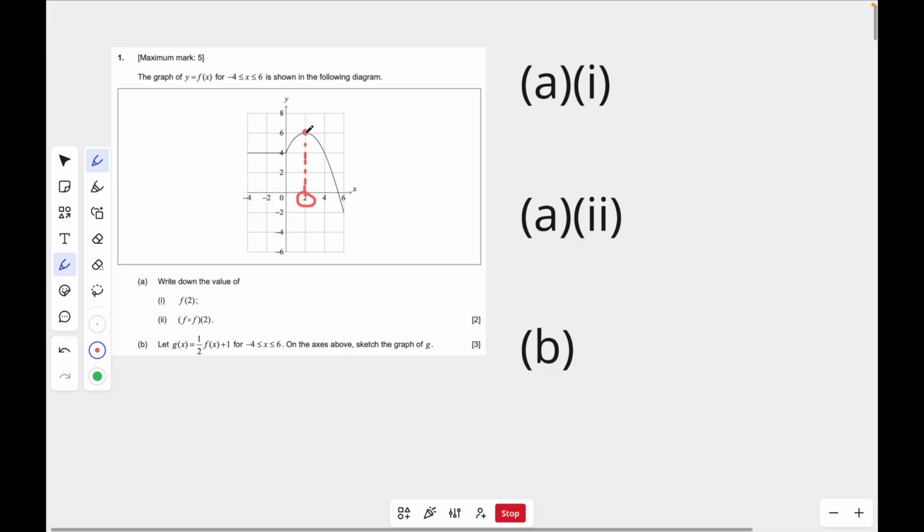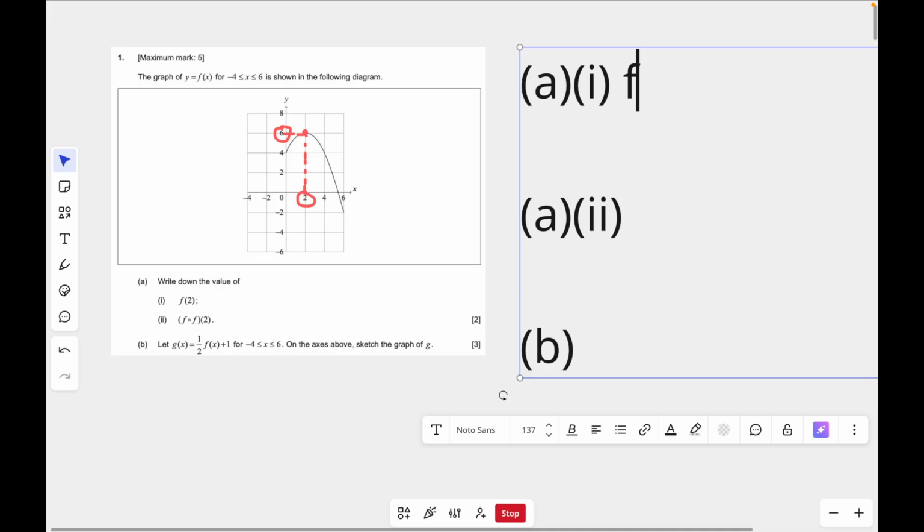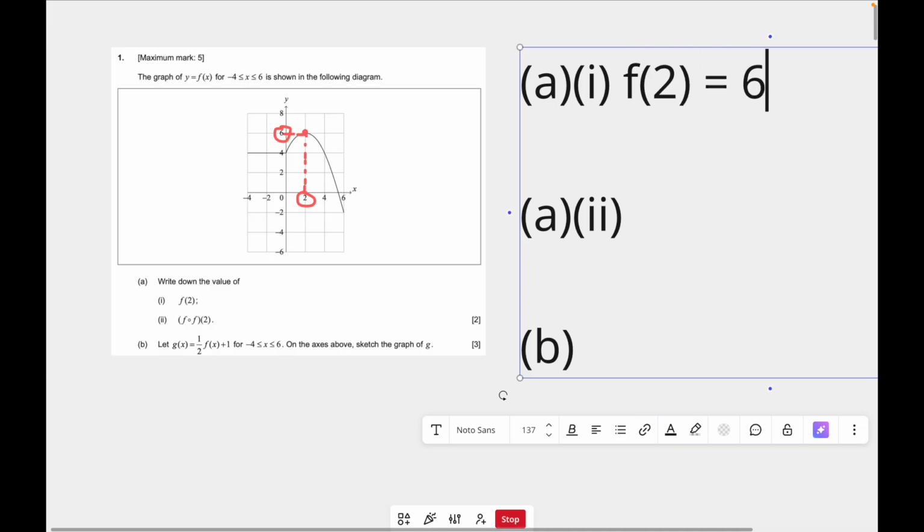So if we go up and up, we eventually stumble upon the line where x equals 2, and if we try and find the associated y value, we find out that it is 6. Therefore, the answer to A, I, is f of 2 is equal to 6.